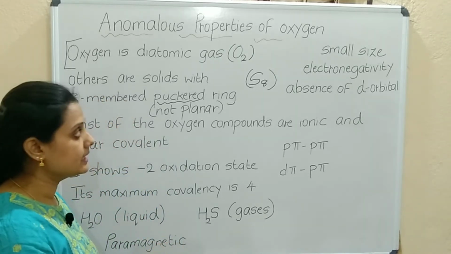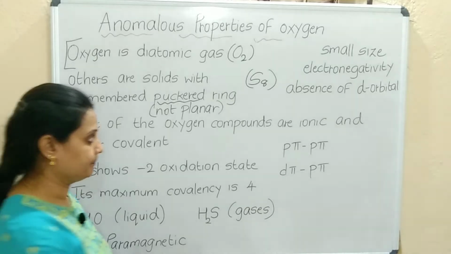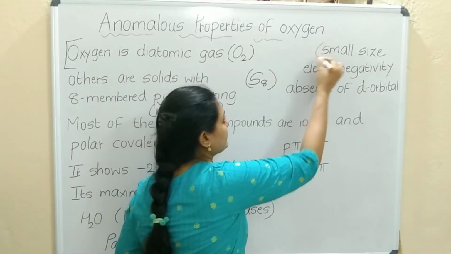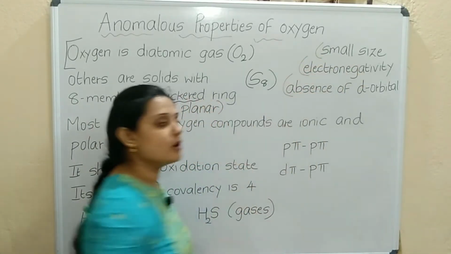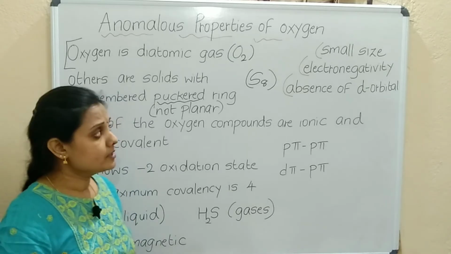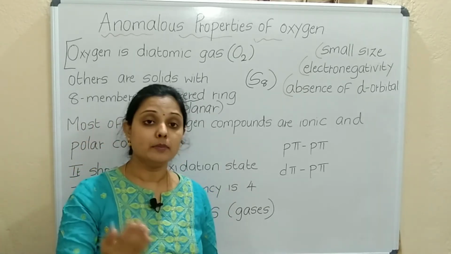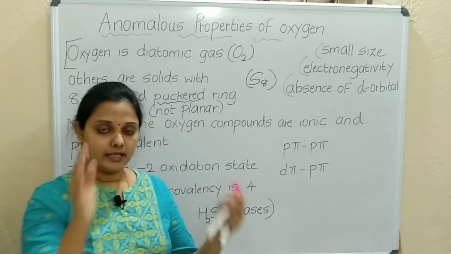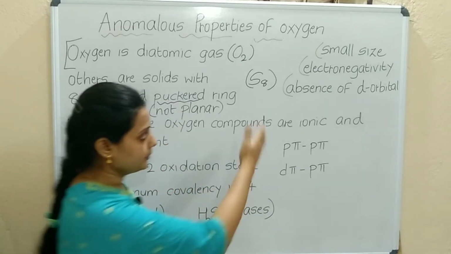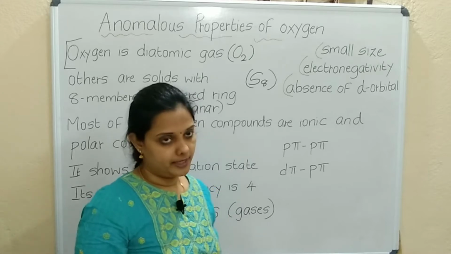The three main points I have written here are: because of its small size, because of electronegativity, it is the second most electronegative element in the periodic table, and absence of d orbital.